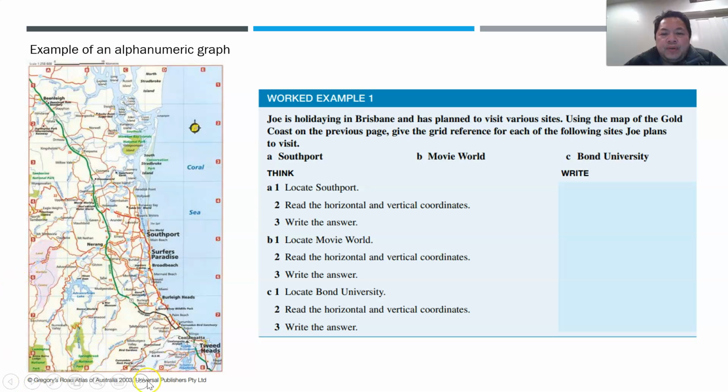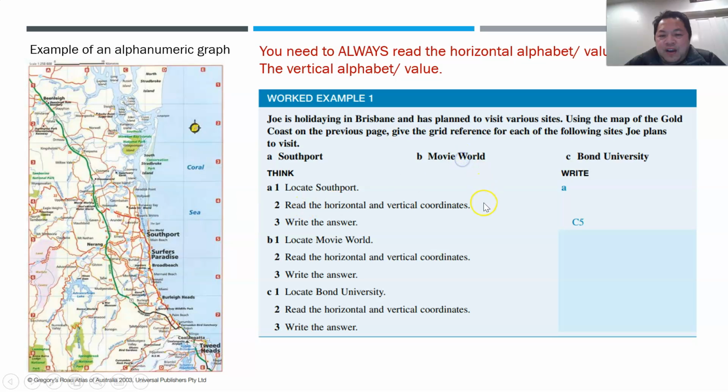For example, we are supposed to locate where Southport is. Southport is somewhere around here, isn't it? I think the marker is actually C5. So it's C5. So let's locate where Movie World is. Movie World is somewhere around here. Wait, let me see. It's actually quite small for me. If you look carefully, yes, Movie World is here, which is actually B4, right?